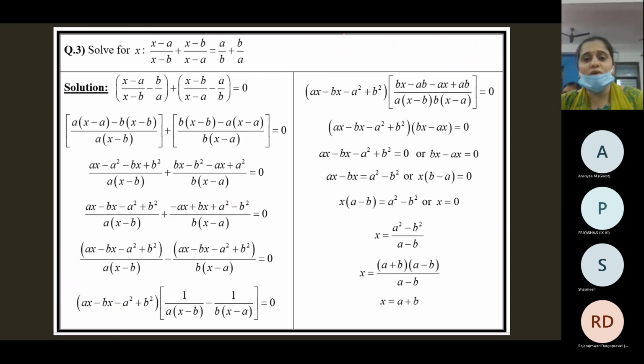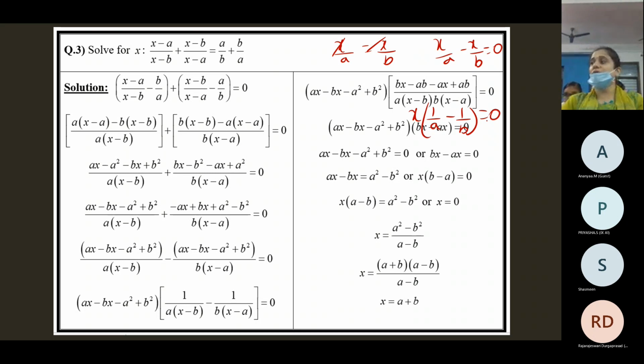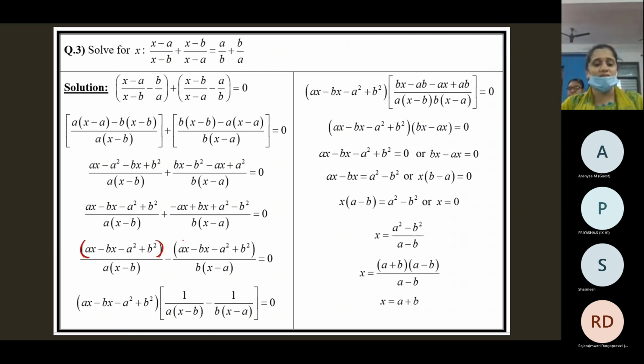See here. If you have x by a is equal to x by b, yes, you can cancel. If you have x by a minus x by b is equal to 0, then you can take out x common and write 1 by a minus 1 by b is equal to 0. That's what we are going to do here also. We're going to take out this common because it's exactly this here.